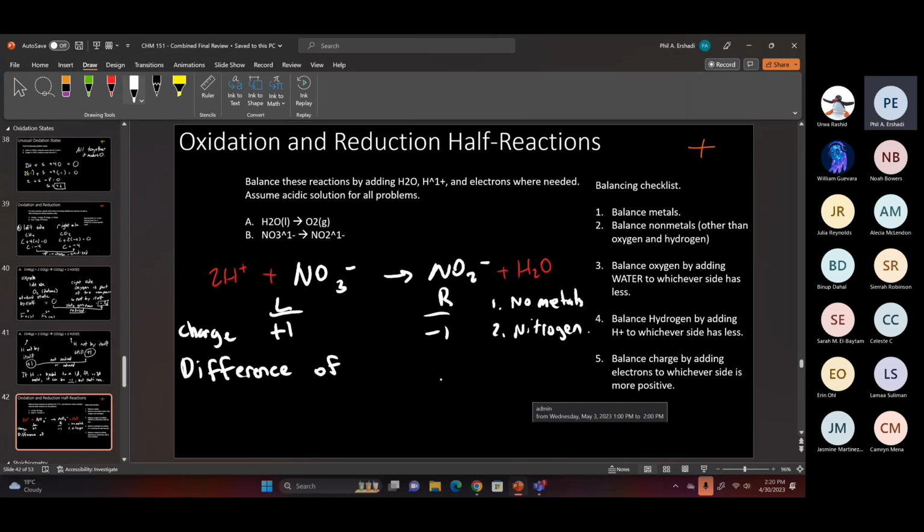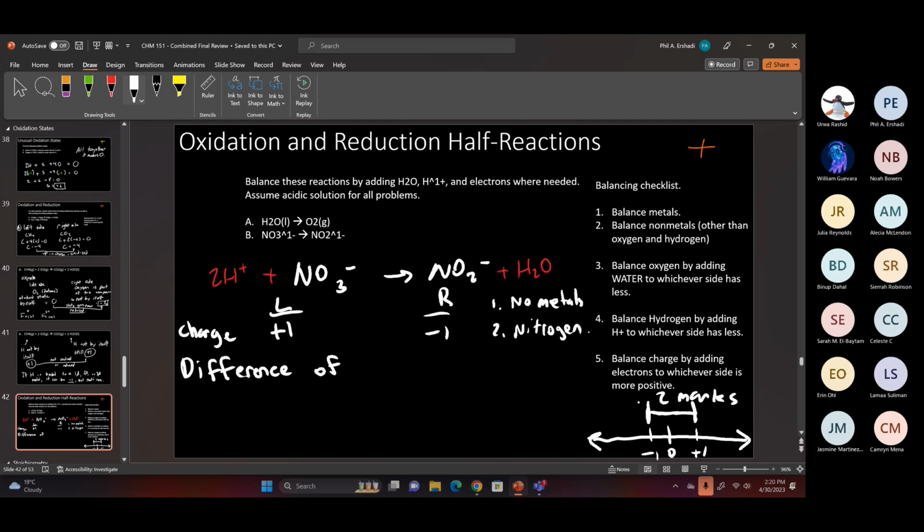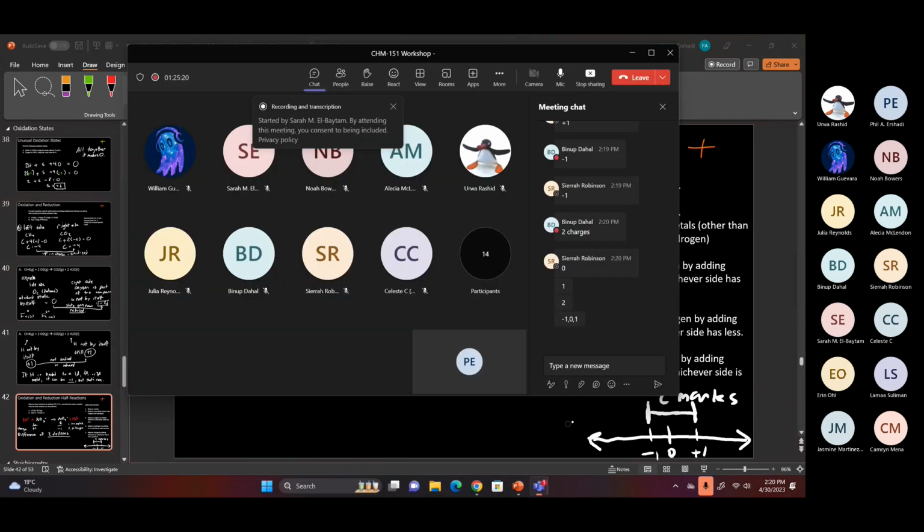So let me draw a picture to go with that for those of you who are having trouble with the concept. I had to do this for my last student too. On the number line, 0's here, -1's here, +1's here. So the distance between -1 and +1, you can see, is 2 marks. So we have a difference of 2 electrons. Yep, you see it.